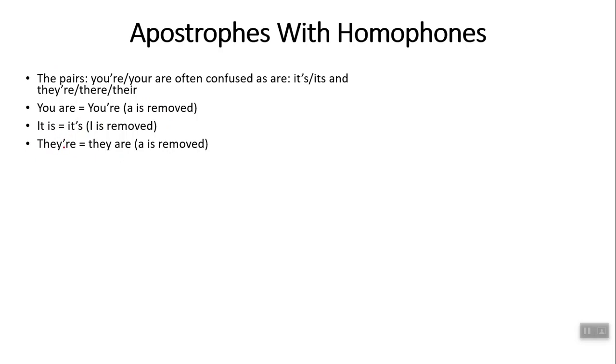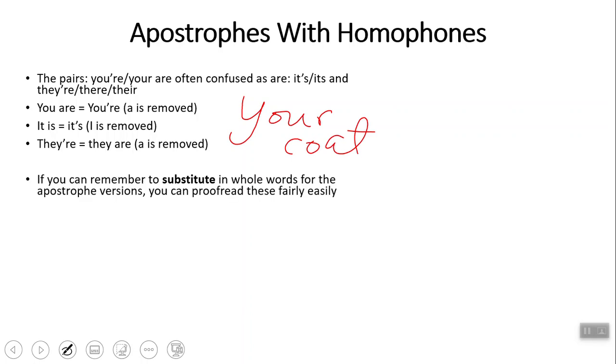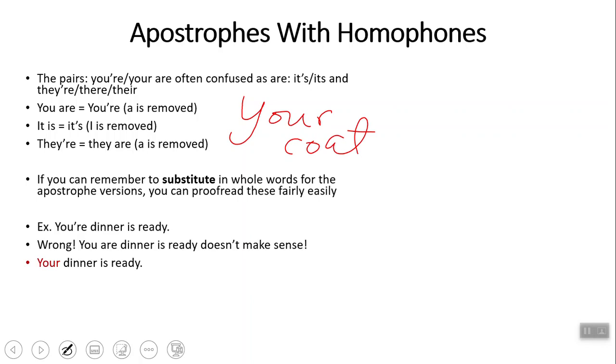So if you're having some confusion about which word you want to use, try putting in the full phrase, right? Your coat is dirty. You're not going to write you are coat is dirty, right? So in that case, you would want this your coat instead of the one with the apostrophe. So if you can substitute in whole words for the apostrophe versions, you can proofread these fairly easily.